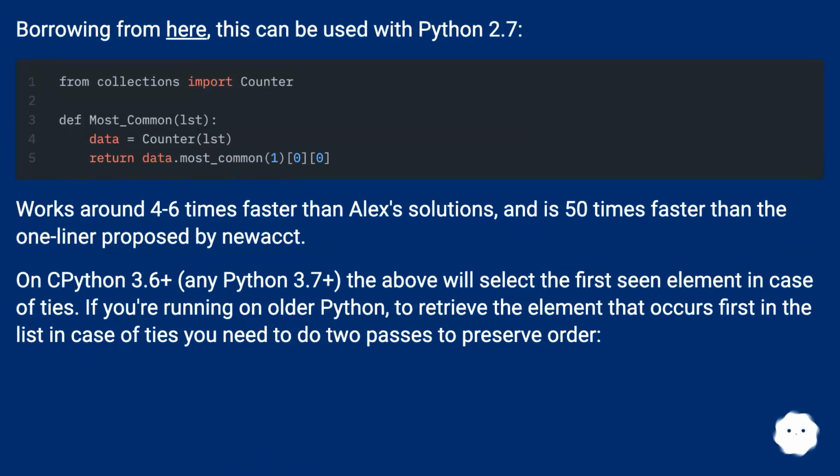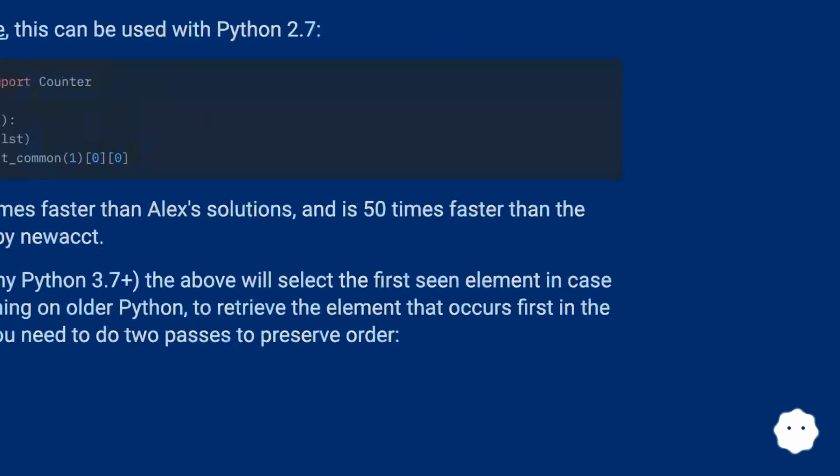Borrowing from here, this can be used with Python 2.7. Works around 4 to 6 times faster than Alex's solutions, and is 50 times faster than the one-liner proposed by Newacct. On Python 3.6 plus, and any Python 3.7 plus, the above will select the first seen element in case of ties. If you're running on older Python, to retrieve the element that occurs first in the list in case of ties, you need to do 2 passes to preserve order.